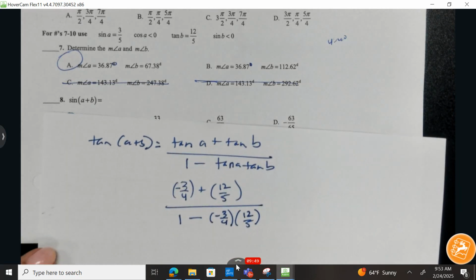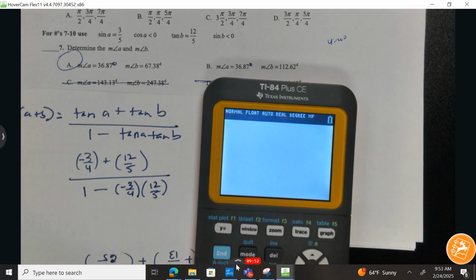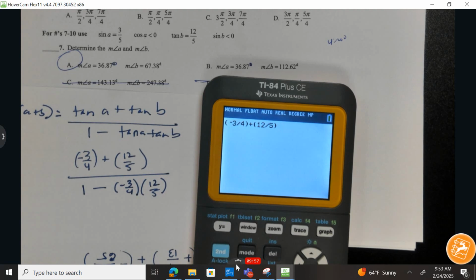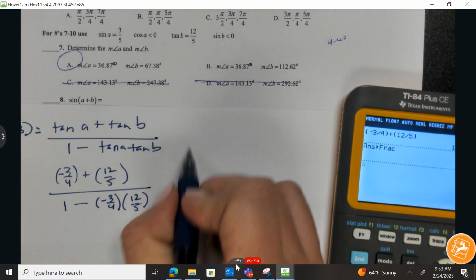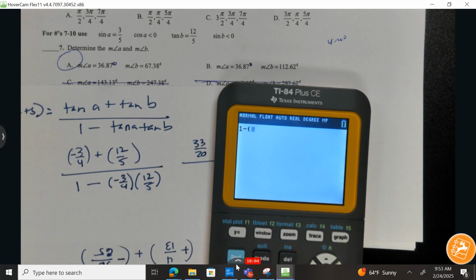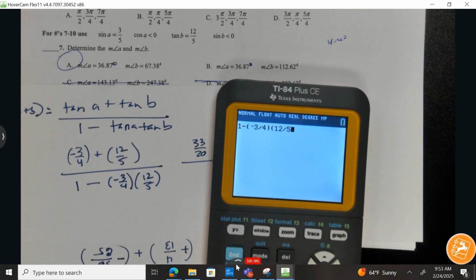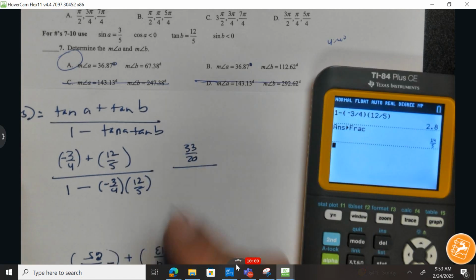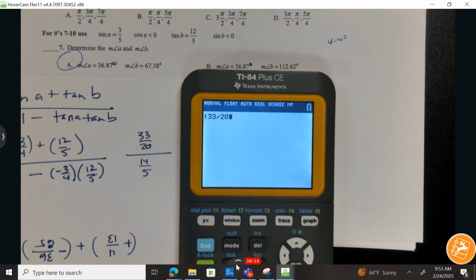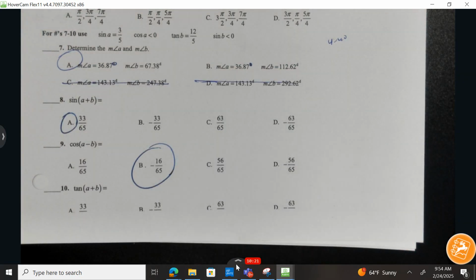Okay, I'm going to use my calculator here. I'm going to figure out the top. Negative 3/4 plus 12/5. Turn it back is 33 over 20. In the denominator, it's 1 subtract negative 3/4 times 12/5. Turning it back is 14 over 5. And now I have 33 divided by 20 divided by 14 divided by 5. 33 over 56. Oh, looks like it's cut off here. 33 over 56. Option A.